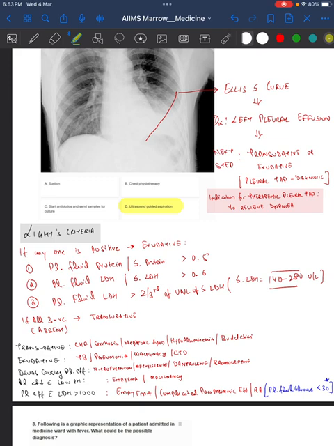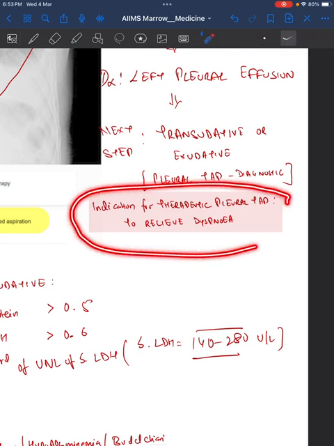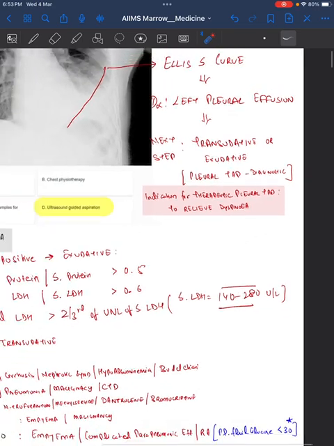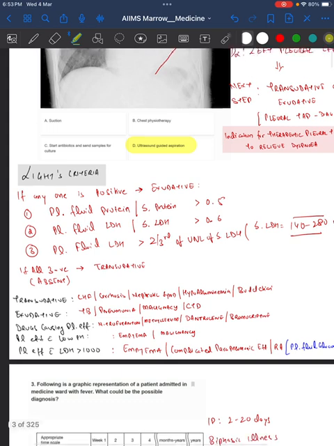So then another question they can ask you in this is what are the indications for therapeutic pleural tap? There is only one indication for therapeutic pleural tap, that is to relieve the dyspnea, that is a symptomatic relief. Then the Light's criteria is used for diagnosing what type of pleural fluid this is.